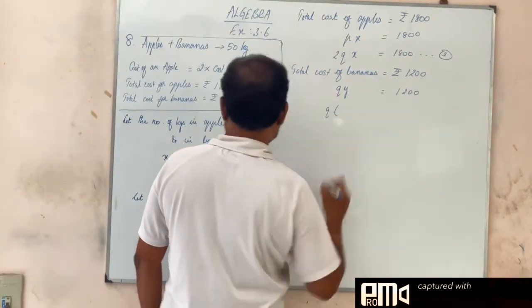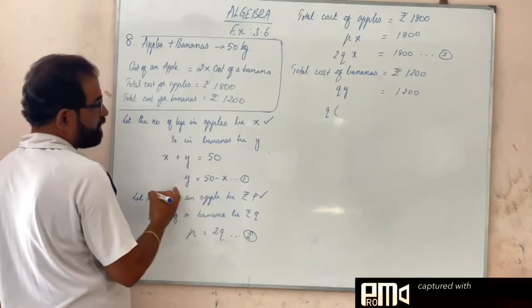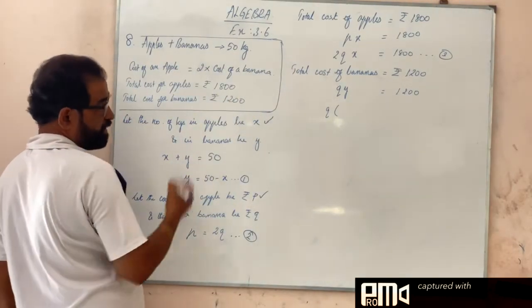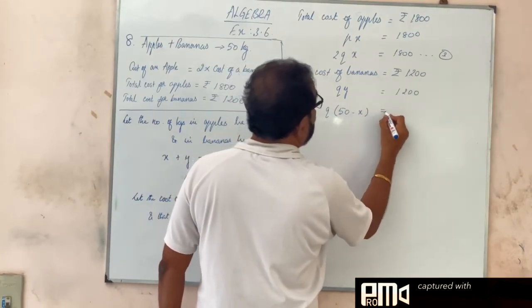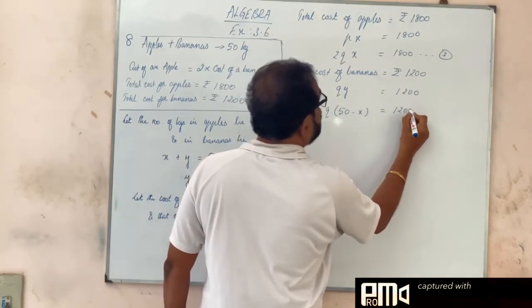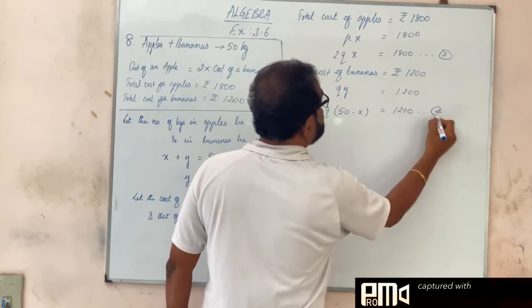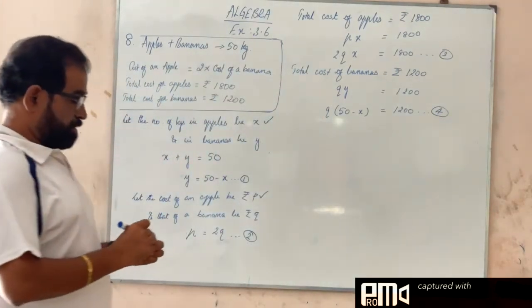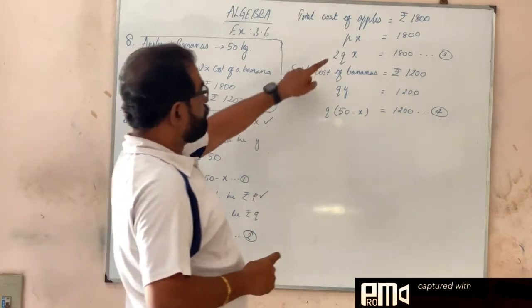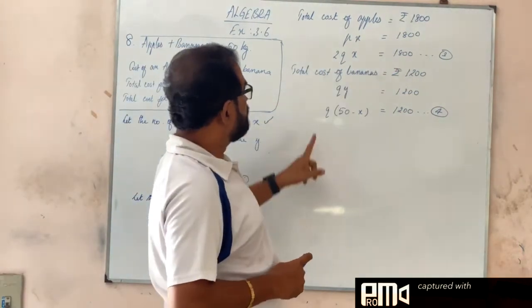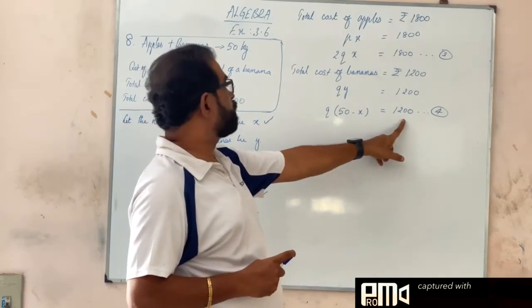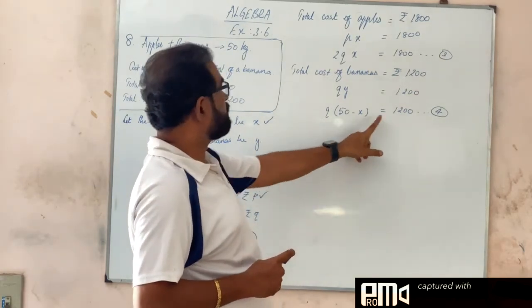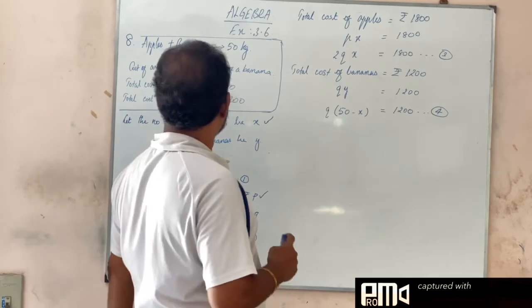Q into Y. What is Y? Y is 50 minus X. From here I take this 50 minus X and substitute. If this is equation number 4, so here 2Q into X is 1800. Here Q into 50 minus X is equal to 1200.